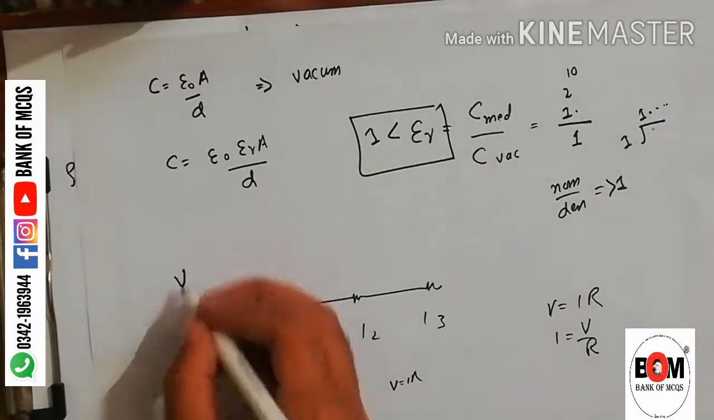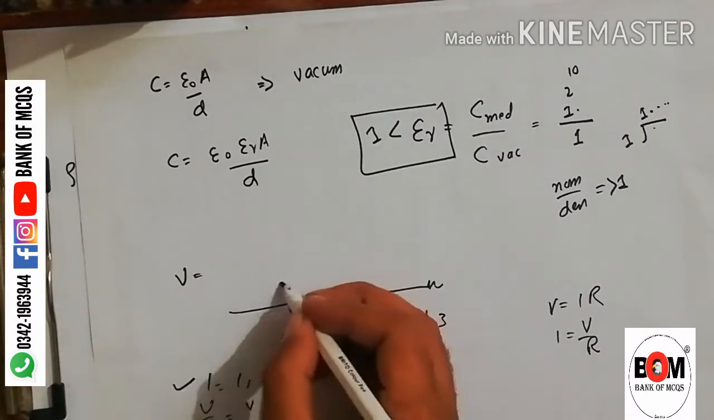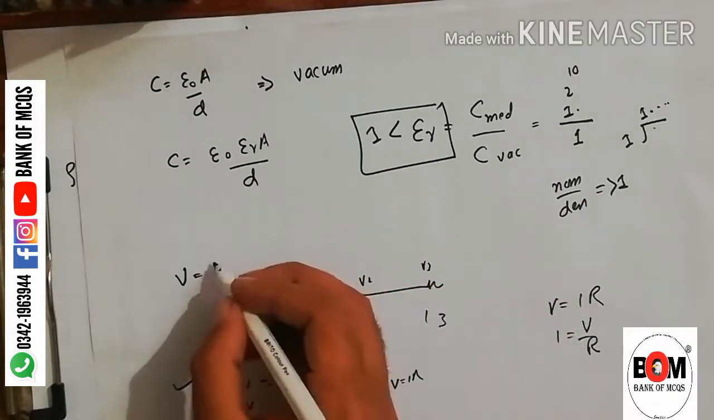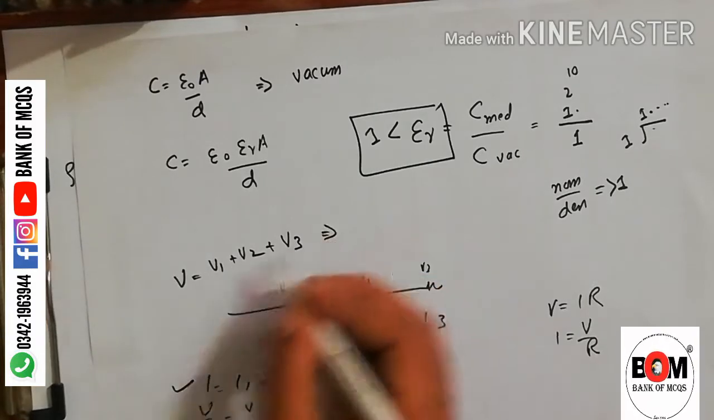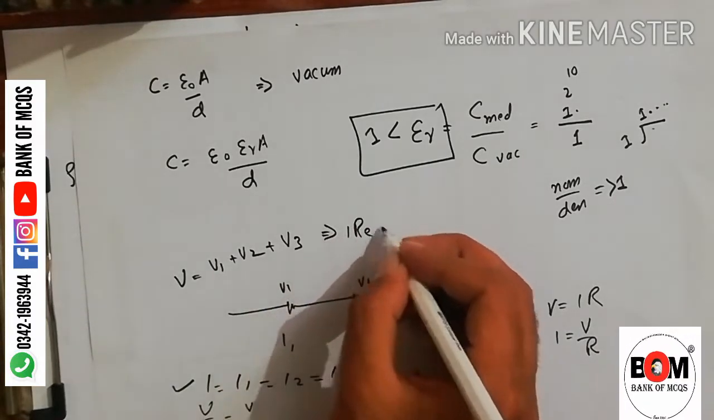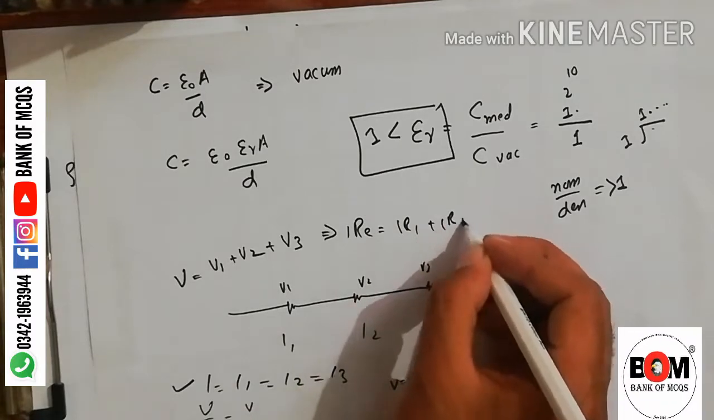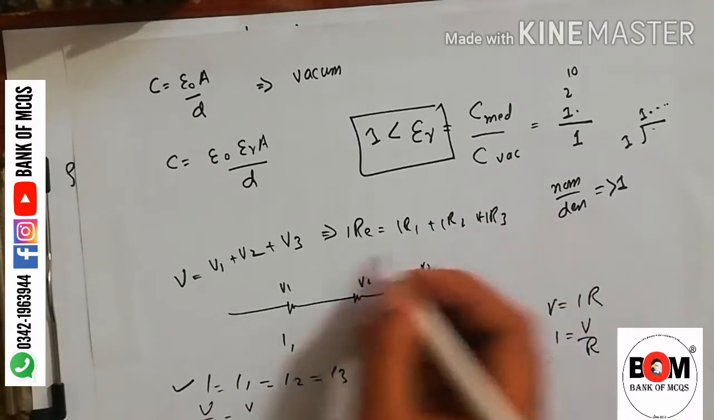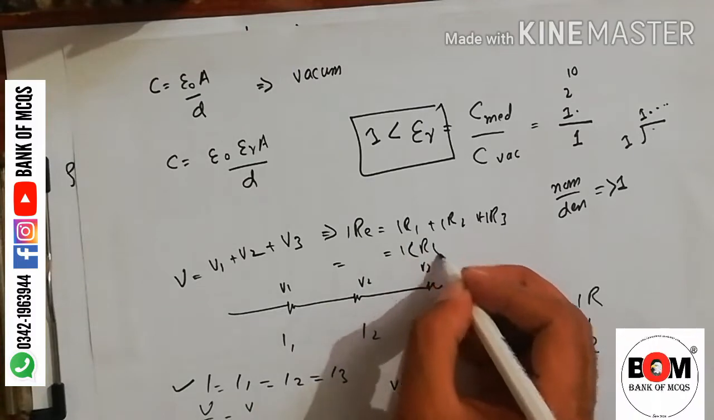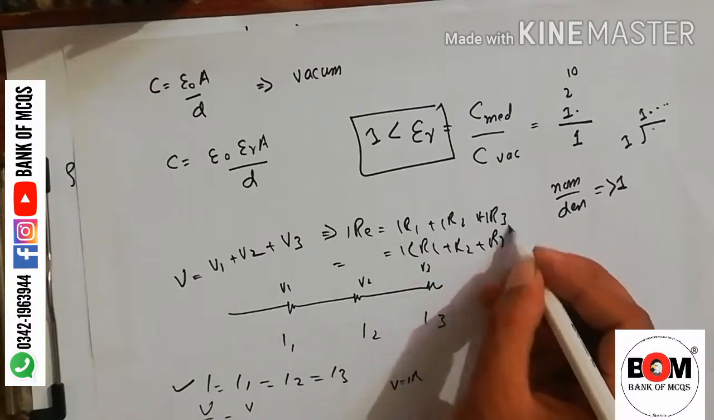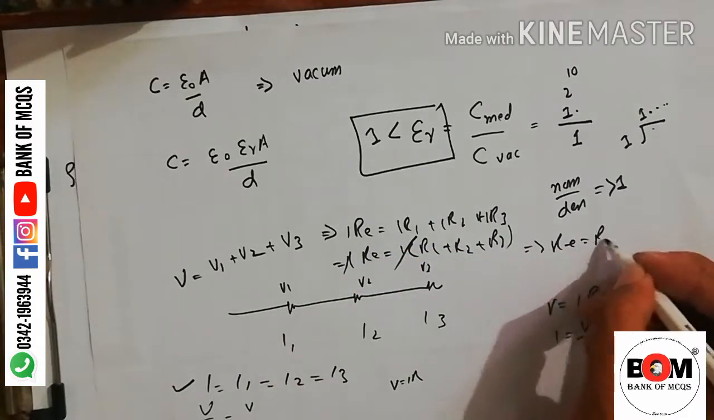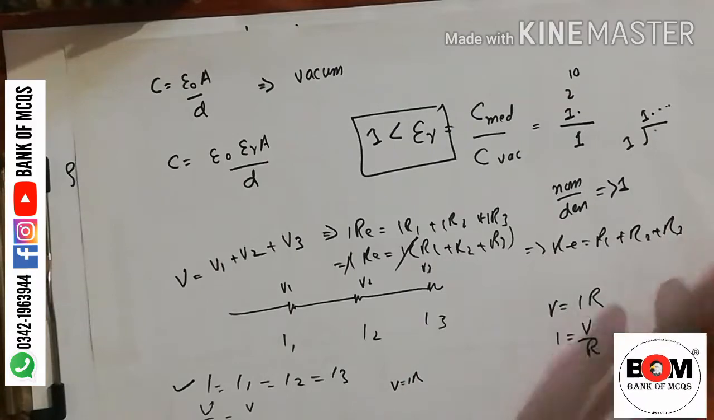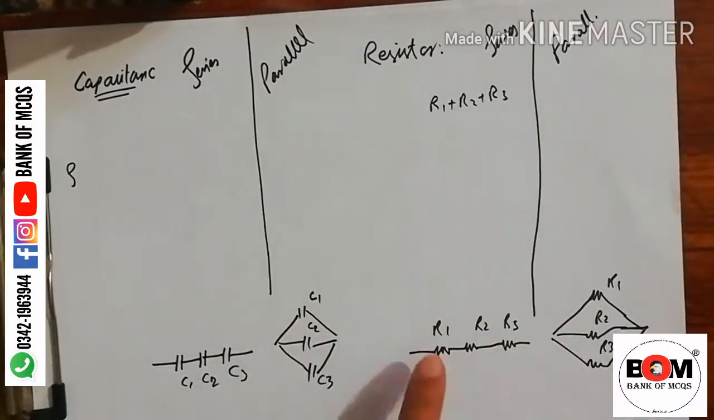Now what happens to voltage? Voltage divides. If this is V1, V2 and V3, then V is equal to V1 plus V2 plus V3. Putting V is equal to IR, we get IR is equal to IR1 plus IR2 plus IR3. Taking I as constant and cancelling I on both sides, we get R is equal to R1 plus R2 plus R3. This was for series. So for series the value is R1 plus R2 plus R3 and so on.